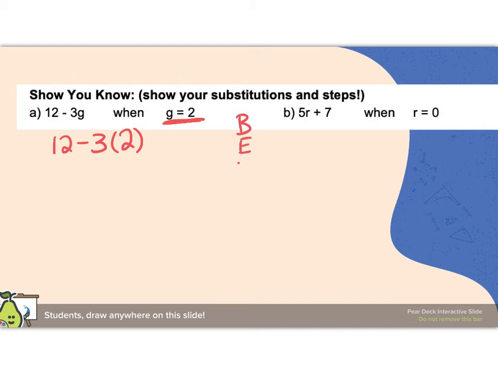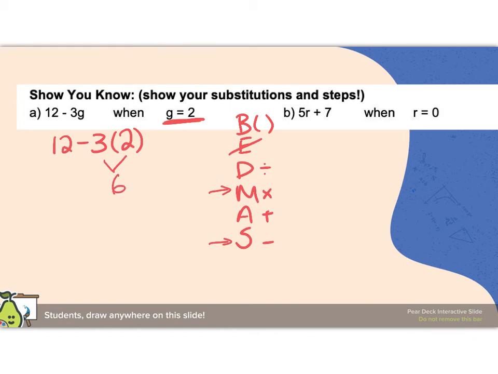And once again, thinking about my BEDMAS. So brackets, division, multiplication, addition, and subtraction. I can see I have 2 things here. I have subtraction and I have multiplication. So I'm going to start with multiplication, which is on the right side this time. So 3 times 2 gives me 6.